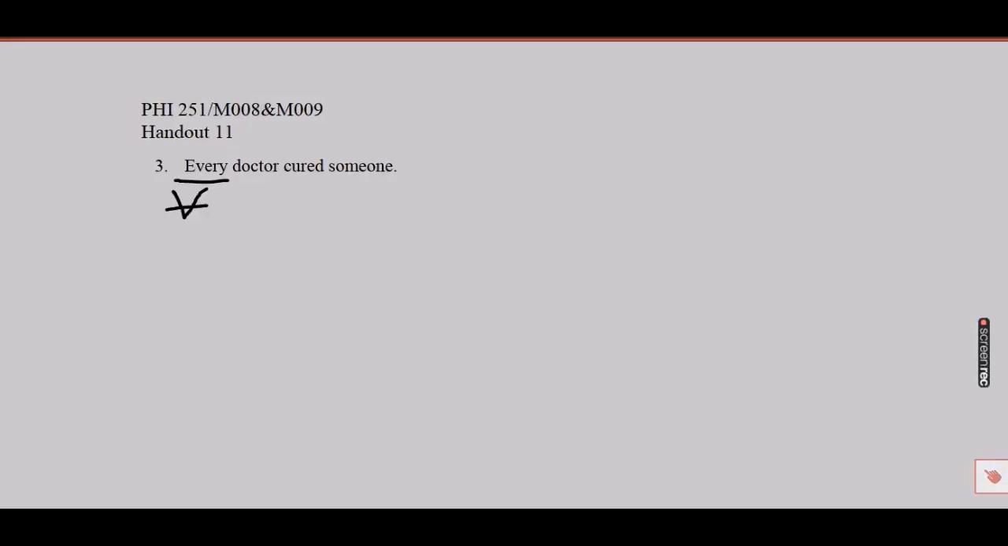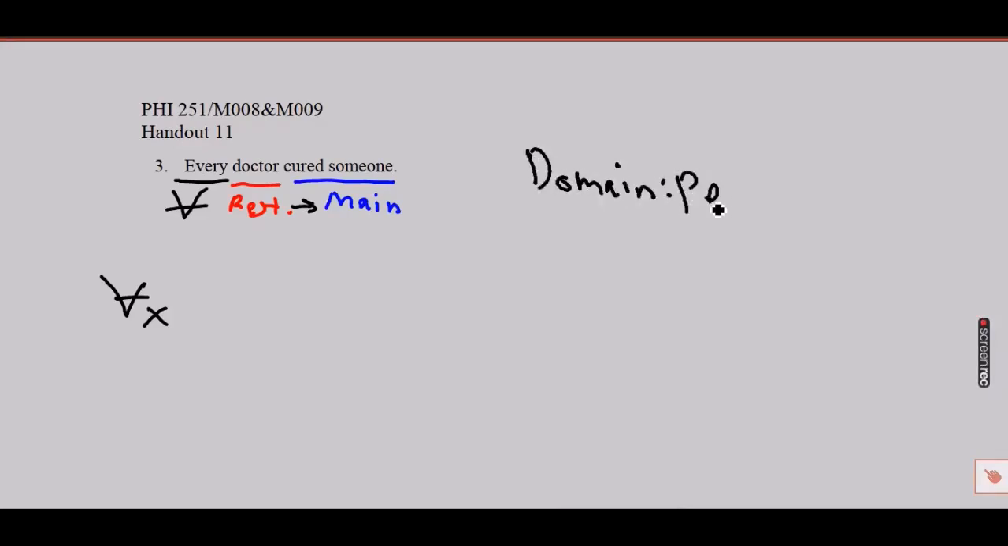The restrictor predicate is doctor, right? We're talking about this group of people. And about them, we're saying that everyone cued someone. So this is going to be the main, and these two are going to be connected through an arrow. That's the overall structure. So we go for all x in the domain of people. So let me put the domain here. Because we have someone, we are going to use the domain of people. And doctors are people, so we are good. Okay, so for all x, now the restrictor is doctors, right? So for all x, Dx arrow.